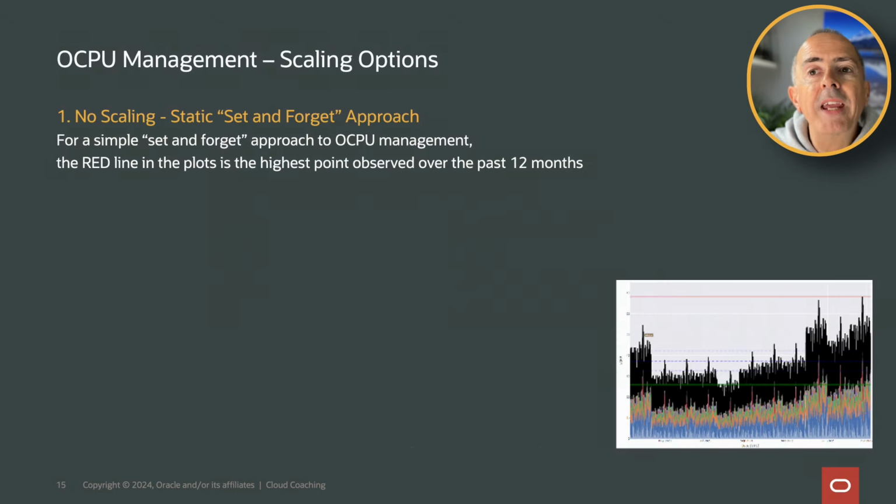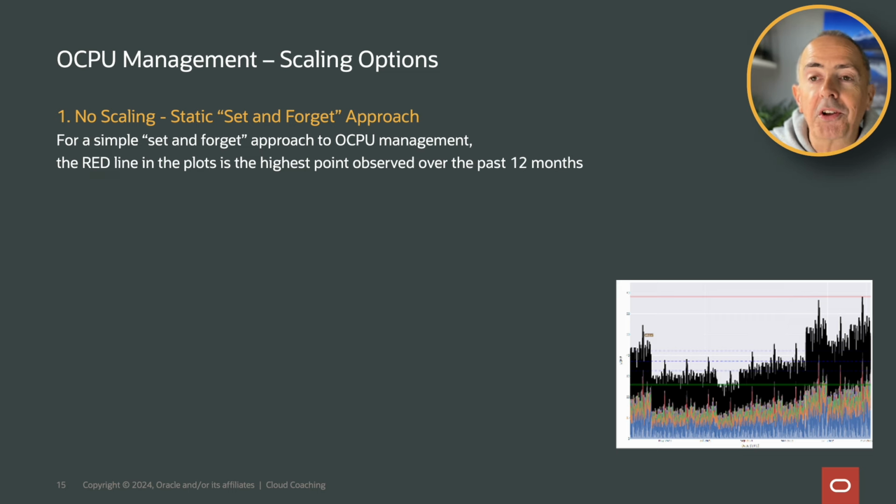So what options do we have for scaling? Well, the first option is no scaling at all. This is really just a static, set it once and forget about it. This is obviously the simplest to manage because you set it up and then you don't really have to worry about it. Generally you would set it up to meet the peaks of your workload, which is the red line in the workload graph shown here.